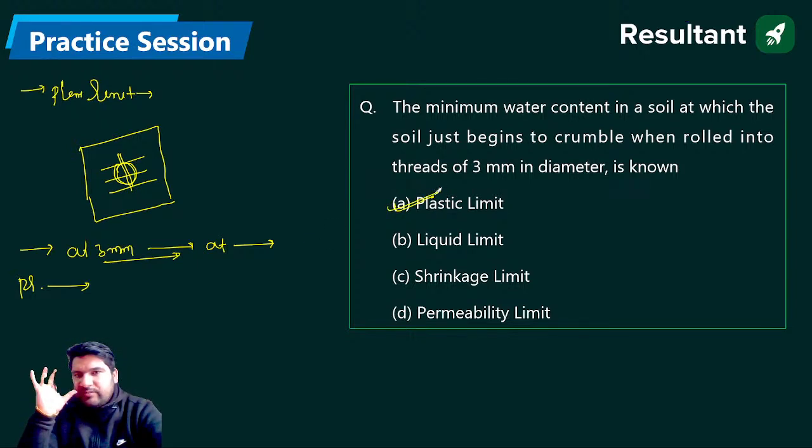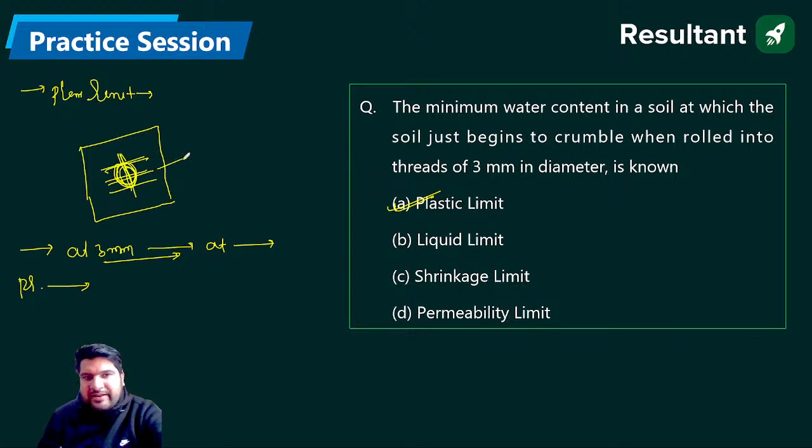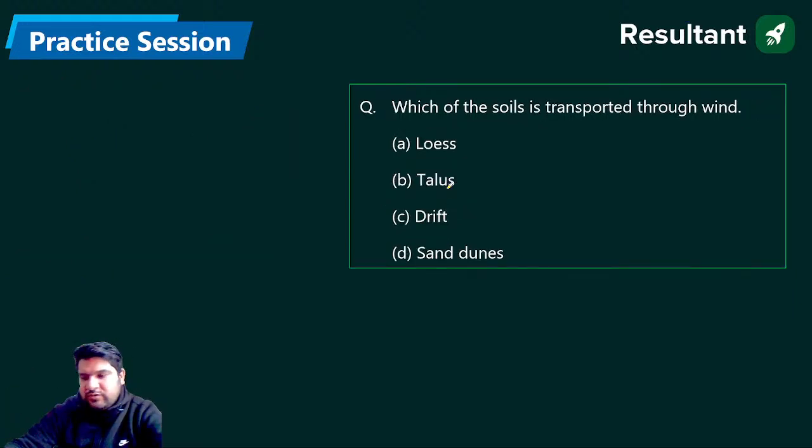So for the calculation of the plastic limit, you are taking the soil sample on the glass sheet, then rolling it by hand and making threads of diameter 3 mm. If the thread breaks at 3 mm, starts crumbling at 3 mm diameter, that water content corresponds to the plastic limit. Next question on your screen.